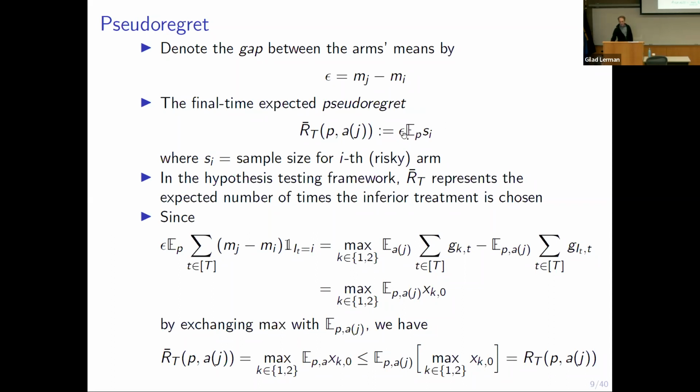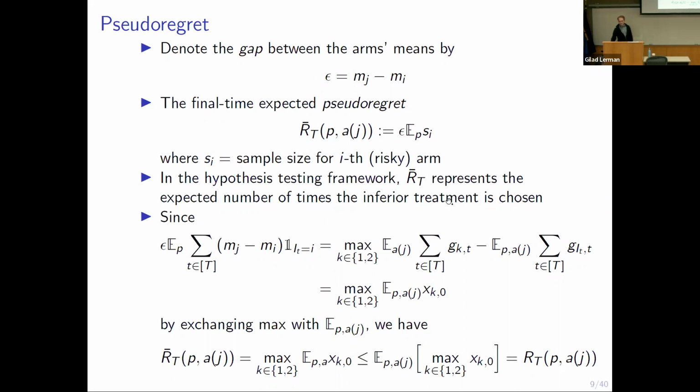you fix which arm is safe, which arm is risky, and so the pseudo-regret is determined by the number of times the risky arm was pulled, again in expectation with respect to the player's randomization, times epsilon. So every time you pull a risky arm, you get penalized by epsilon. And in the hypothesis testing framework, the pseudo-regret represents the expected number of times the inferior treatment is chosen.